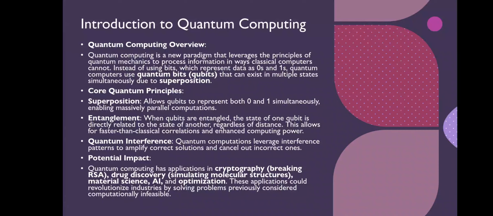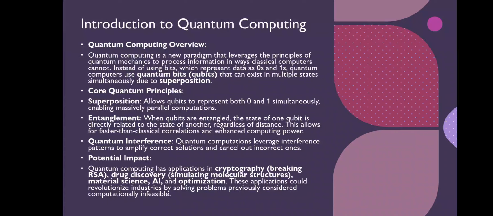Introduction to Quantum Computing. Quantum Computing Overview. Quantum computing is a new paradigm that leverages the principles of quantum mechanics to process information in ways classical computers cannot. Instead of using bits, which represent data as zeros and ones, quantum computers use quantum bits, qubits, that can exist in multiple states simultaneously due to superposition.